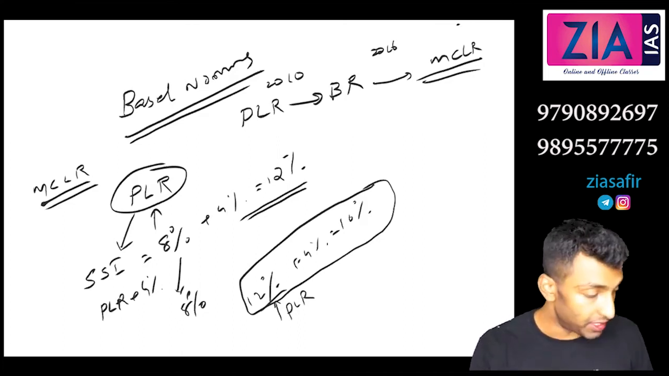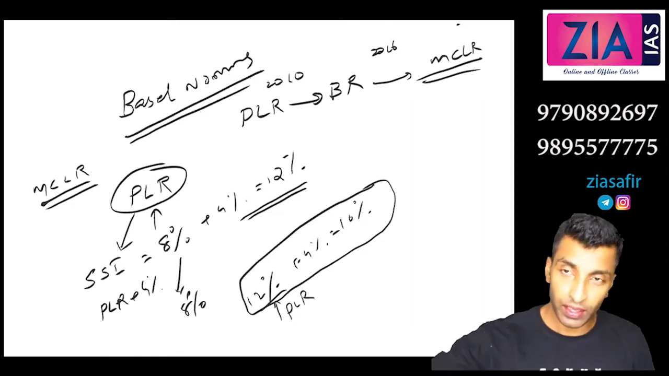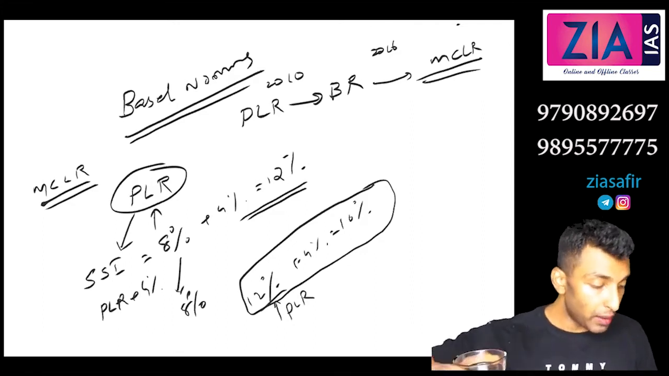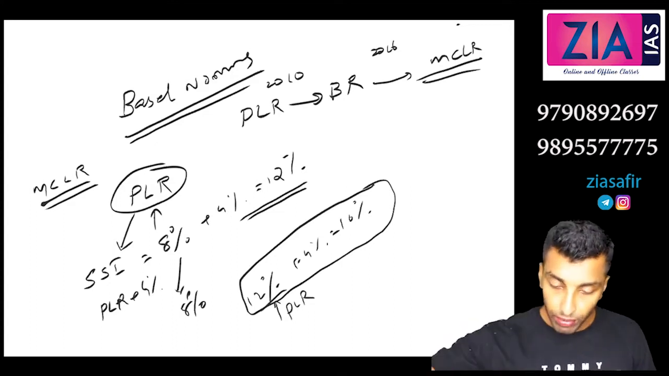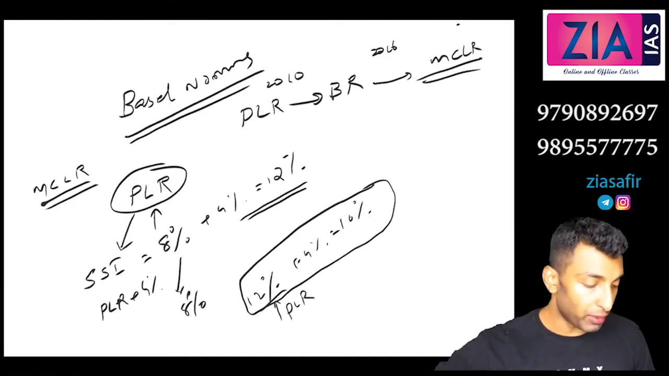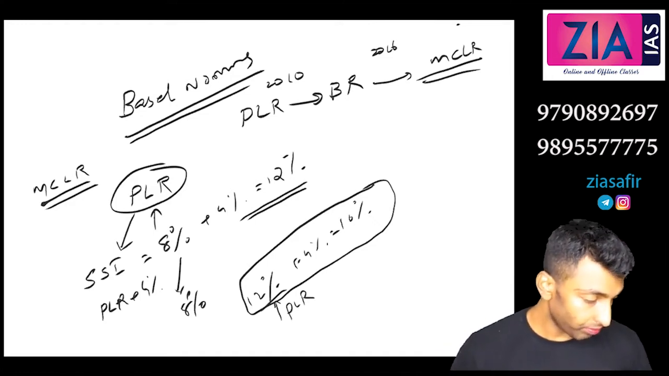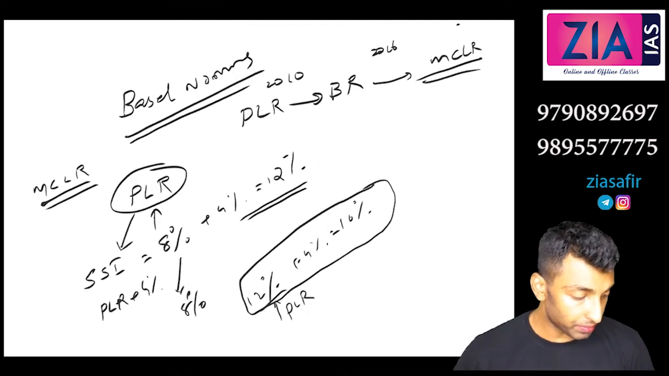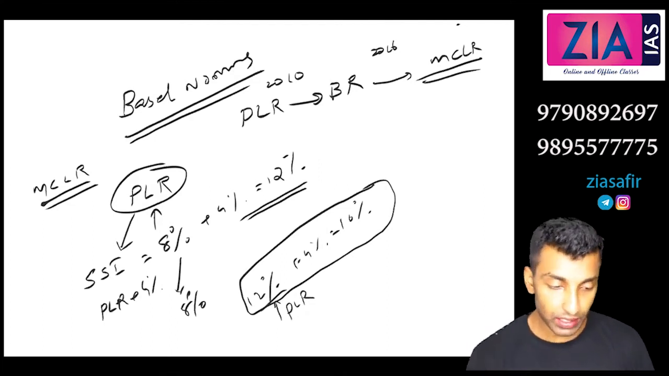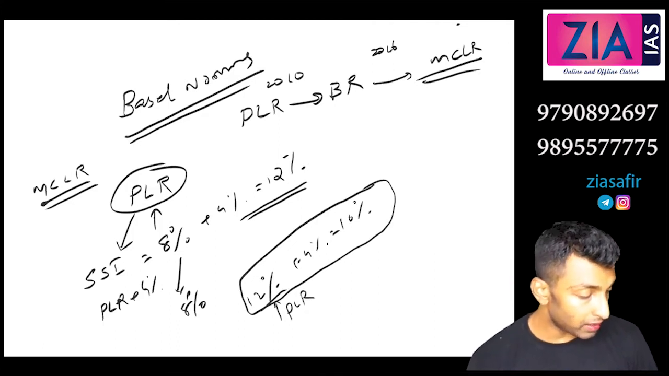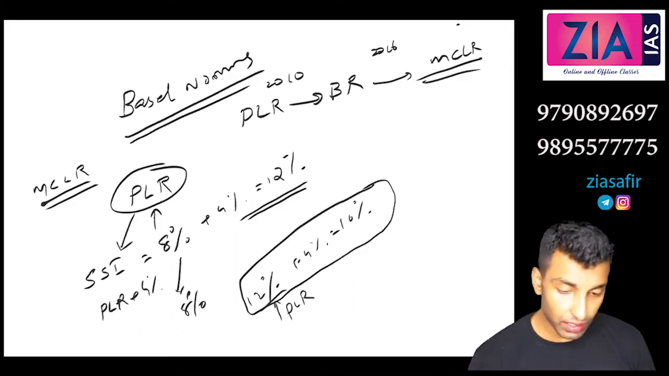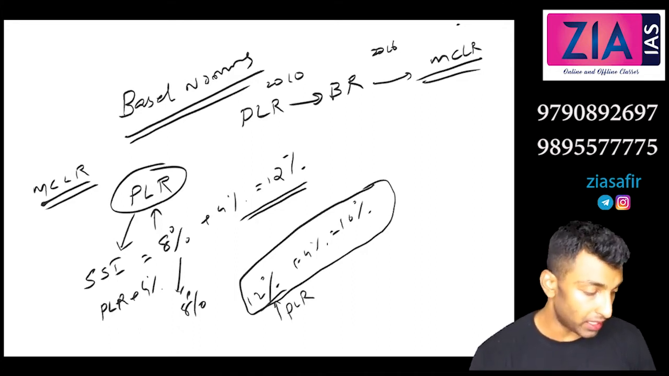Monetary policy transmission. It refers to the impact of monetary policy measures on real variables like production, employment, etc. in the economy. So what is the impact of monetary policy measures on production, employment, etc.